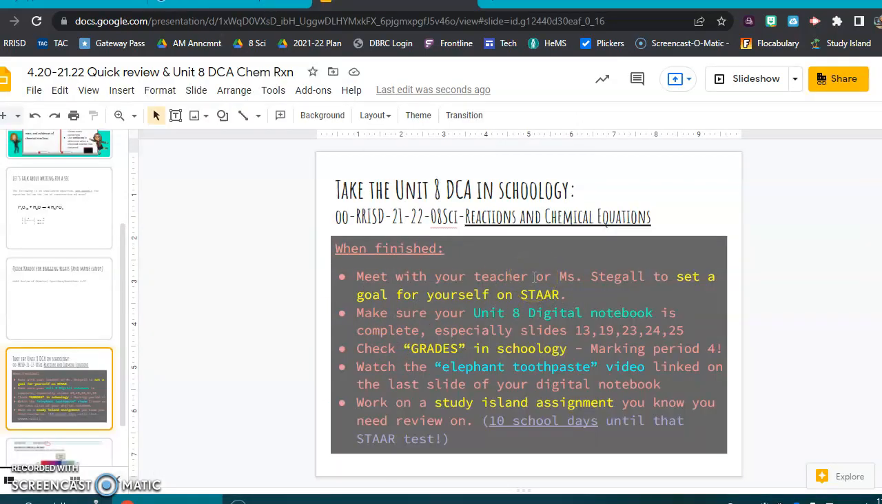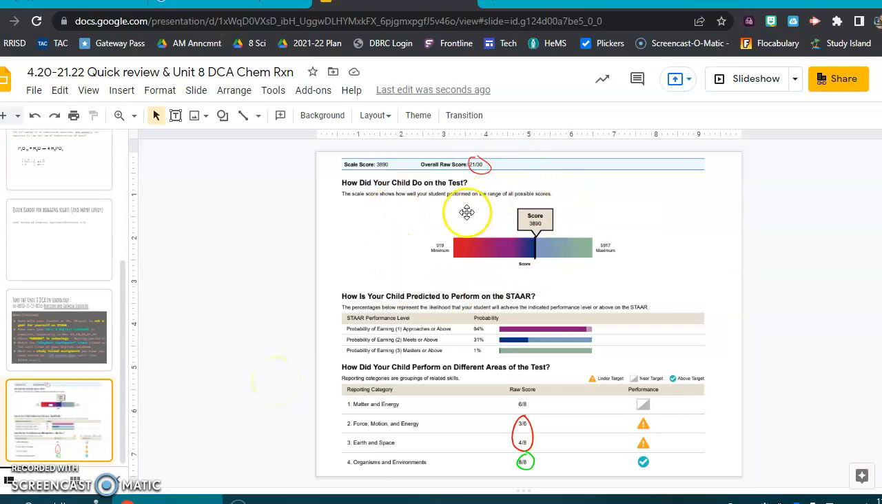You're going to work with myself or Ms. Drew or Ms. Stagel to set a goal for yourself in STAR. You're going to make sure your Unit 8 digital notebook is complete, especially the 5 slides here. You're going to check your grades in Schoology. We're in marking period 4, so that's all we can work on. Watch the elephant toothpaste video on the last slide. And work on Study Island. Please make sure you complete that diagnostic on that. And then this is kind of talk about your STAR goal. We're looking at the areas down here, and we want to make sure that anything that has a triangle or that near target half is good. Those are the things we want to concentrate on, and you can concentrate on those in Study Island.